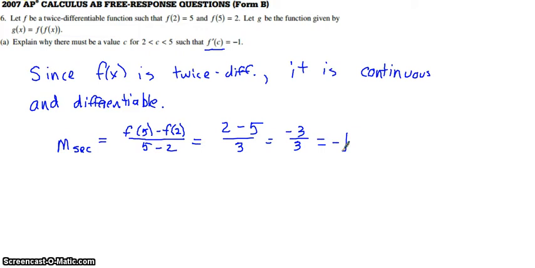So if the slope of the secant line is -1, and you know you're able to use the mean value theorem because the function is continuous and differentiable, by the conclusion of the mean value theorem, and I'm not going to write this out, I'm just going to state it, there must be a value c in between 2 and 5 where the slope of your tangent line or the value of the derivative equals the slope of that secant line.